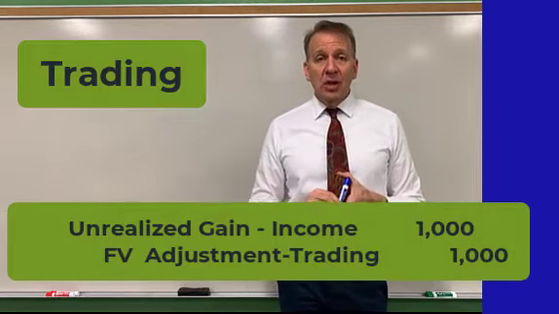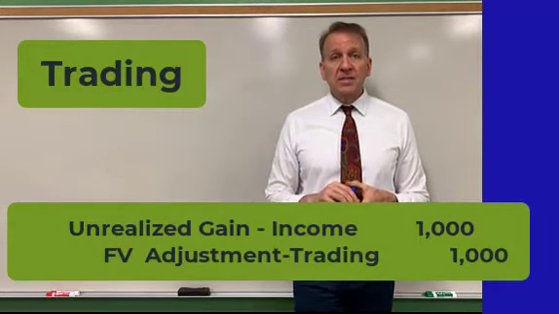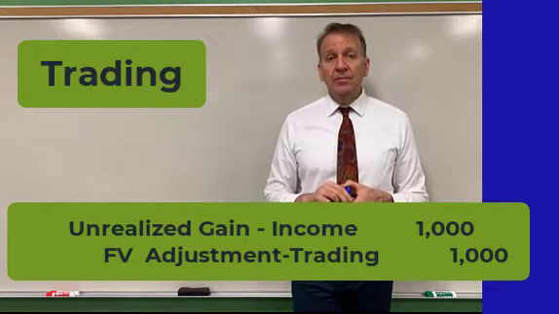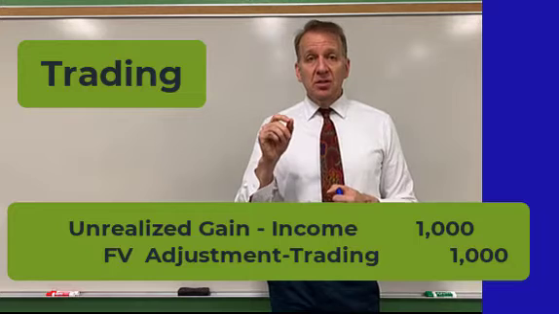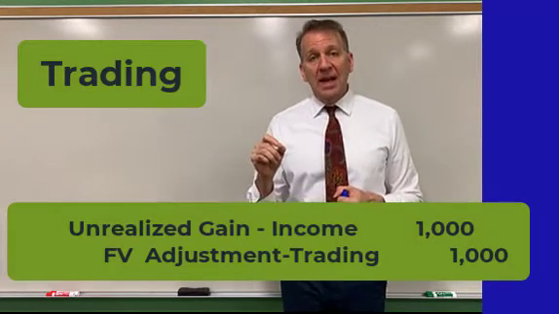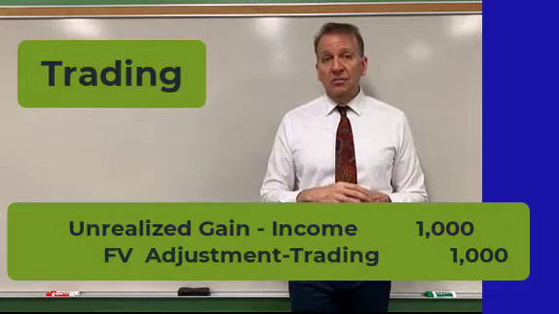You can see the journal entry there on your screen for the second year, when the portfolio actually decreased $1,000. That decrease shows how the overall balance in the fair value adjustment account now is only $1,000.